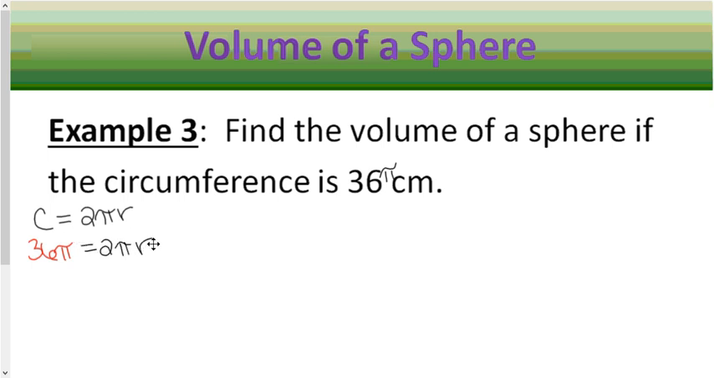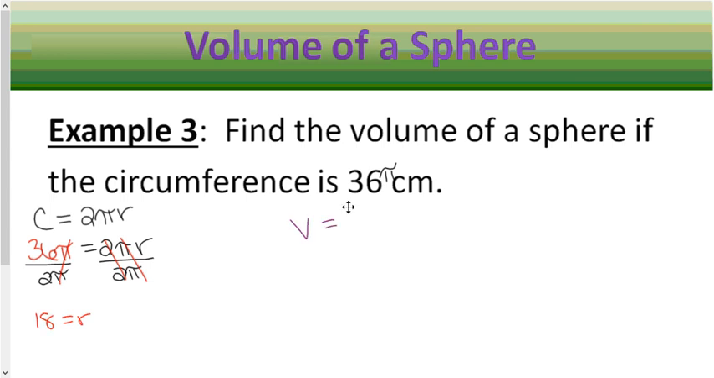So I want r by itself. To do that, I have to get rid of 2 pi. And since they are all being multiplied, I'm going to divide both sides by 2 pi. So based on what I know, the 2's go away, the pi's go away, and 36 divided by 2 is 18. So 18 is my radius. Well, that makes it simple. Now that I have my radius, I can find my volume.